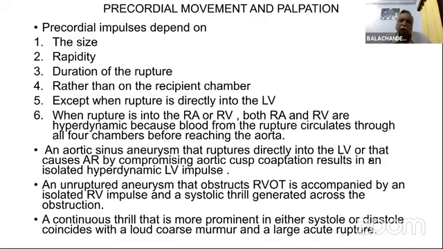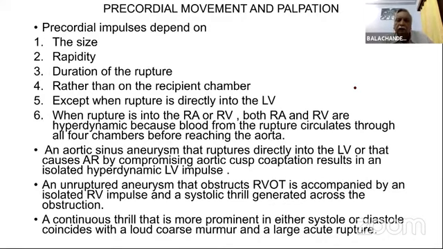Now, when the rupture is into RA or RV, both RA and RV are hyperdynamic because the blood from the rupture circulates in all the four chambers. As I told you, when it ruptures into RA, all four chambers are volume overloaded. So if it ruptures directly into the RA, you will get overload of all the four chambers. And the important thing is that you may get a left parasternal heave, but this will be felt only in the subxiphoid area. Next slide.